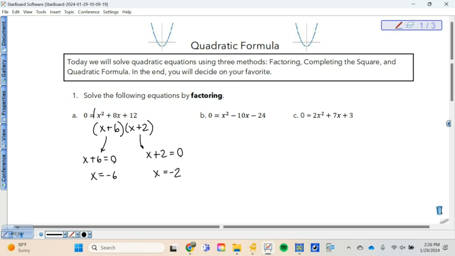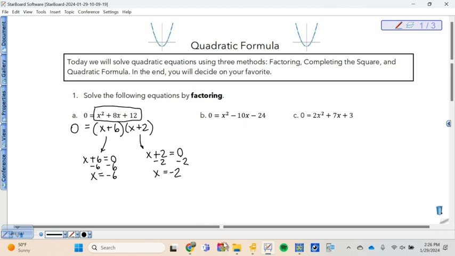Again, I can factor this side of my equation so that I have x plus 6 times x plus 2. And if those two things multiply together give me 0, then that means either x plus 6 needs to be 0 or x plus 2 needs to be 0. And if x plus 6 equals 0, then x has to be -6. If x plus 2 is 0, then x equals -2.